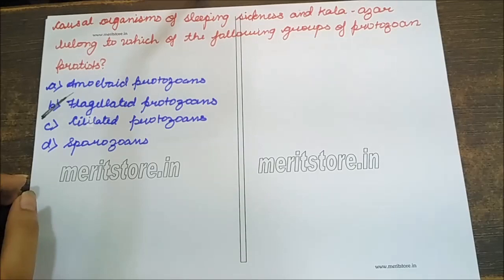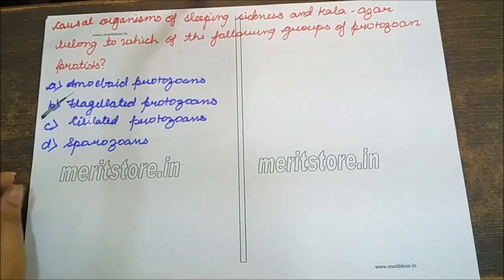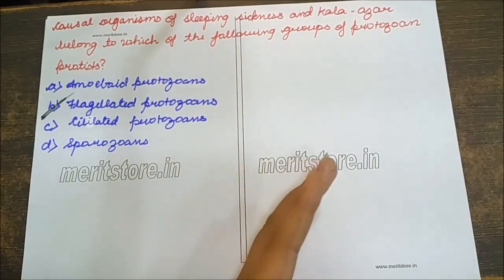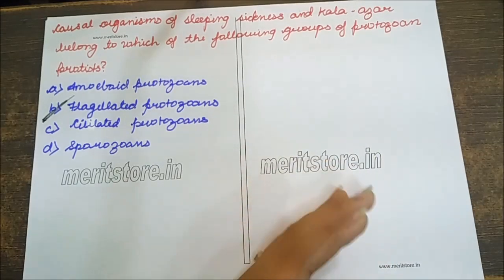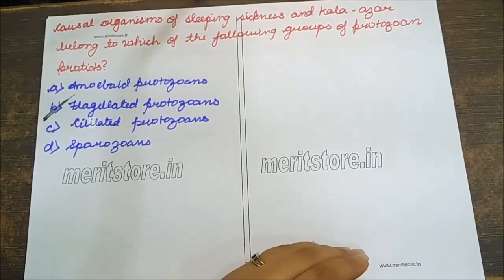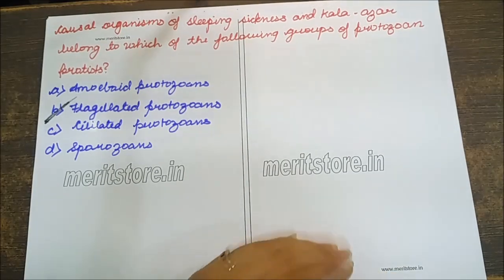Let's know how. Trypanosoma gambiense causes Gambian sleeping sickness. The parasite is transmitted by the blood-sucking tsetse fly, Glossina palpalis. Leishmania donovani causes kala azar or dum-dum fever, which is also called visceral leishmaniasis. The parasite is transmitted by sandfly, that is Phlebotomus argentipes or other species. Causal organisms of both diseases belong to flagellated protozoans of kingdom Protista.